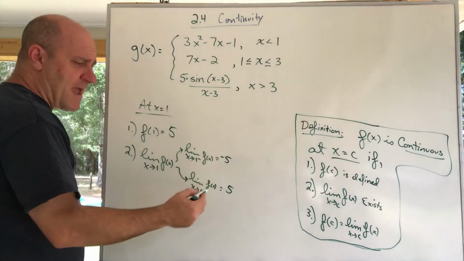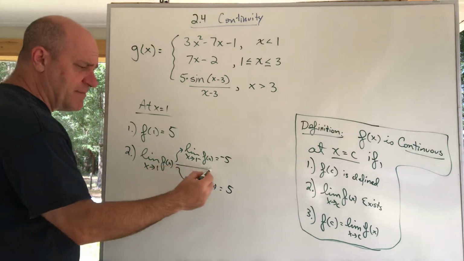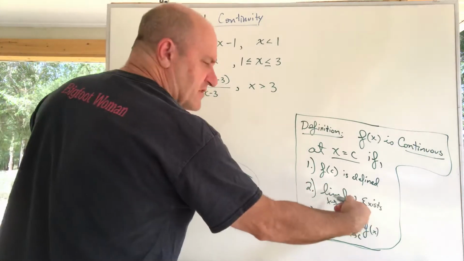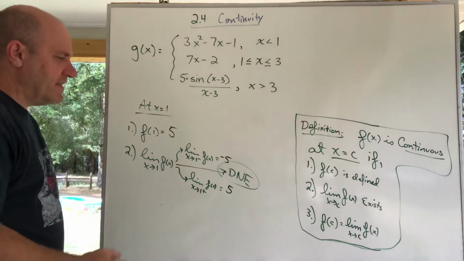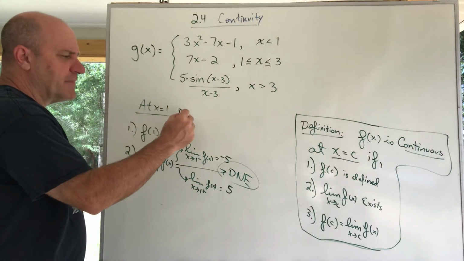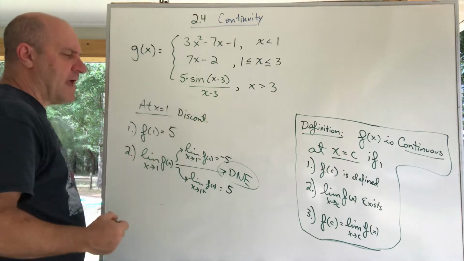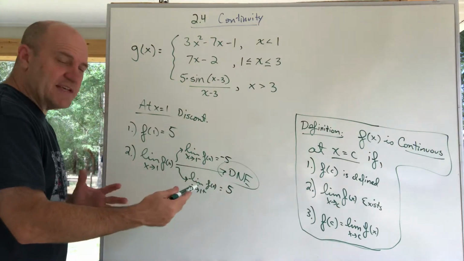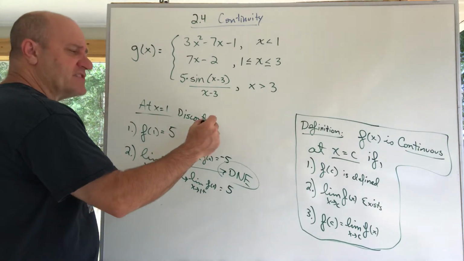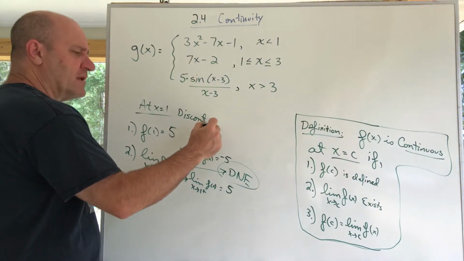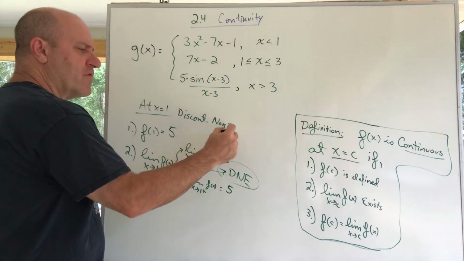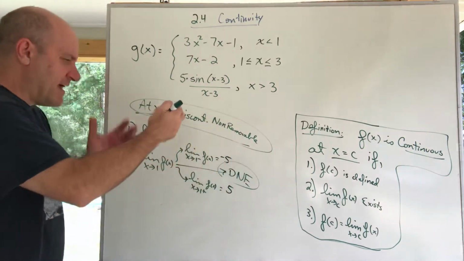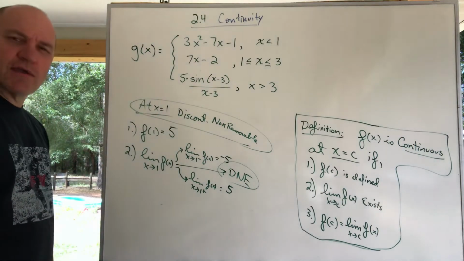When the left and the right don't match up, what's the answer to this limit? DNE. And we just failed step 2. So we're done. This is a discontinuity. And when it fails step 2, when the limit doesn't exist, we classify it as a non-removable discontinuity. Non-removable. And that's part of my answer, and that's part of me showing my work.